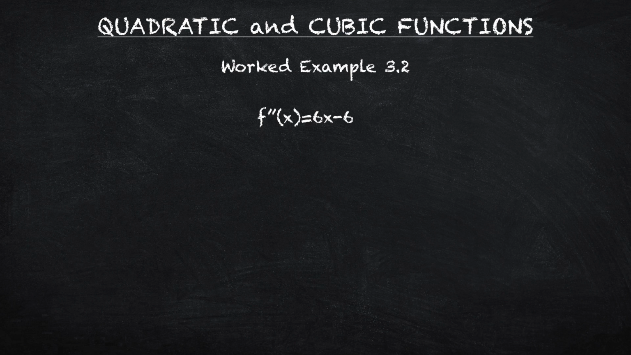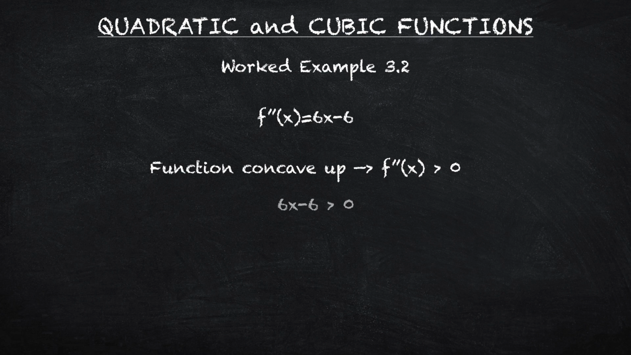Then we take again our second derivative, and we know that the function is concave up when the second derivative is positive. So we write the second derivative larger than 0, and we solve this exercise, and we find that the second derivative is larger than 0 every time that x is larger than 1. And this is where the function will have an up concavity.